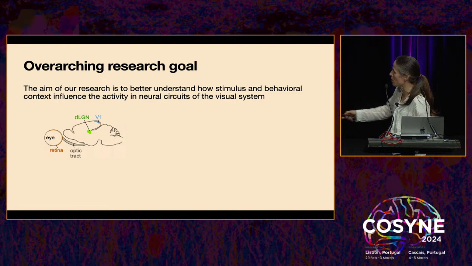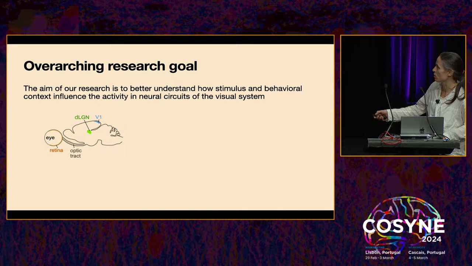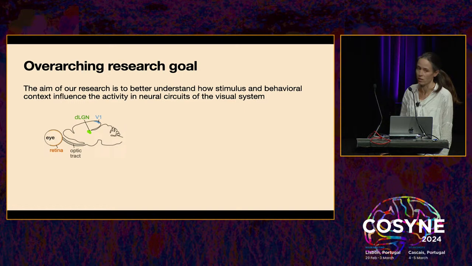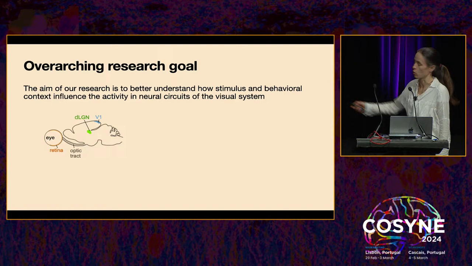This is the pathway that extends from the retinal ganglion cells at the back of the eye that project through their axons, through the optic tract, to the first-order thalamic relay in the visual system, the dorsolateral geniculate nucleus of the thalamus. From there, so-called relay cells send their axons to primary visual cortex.